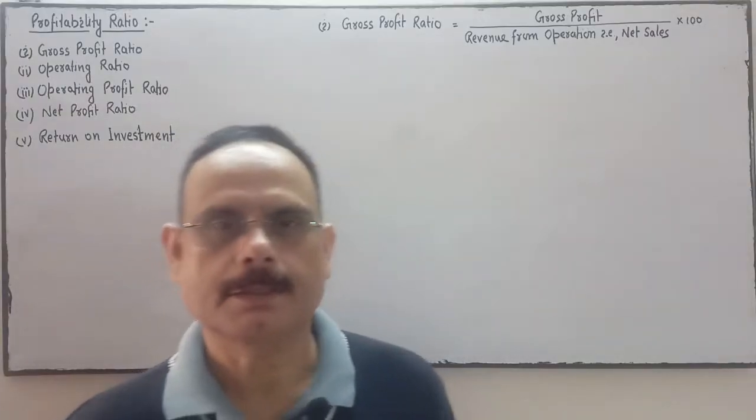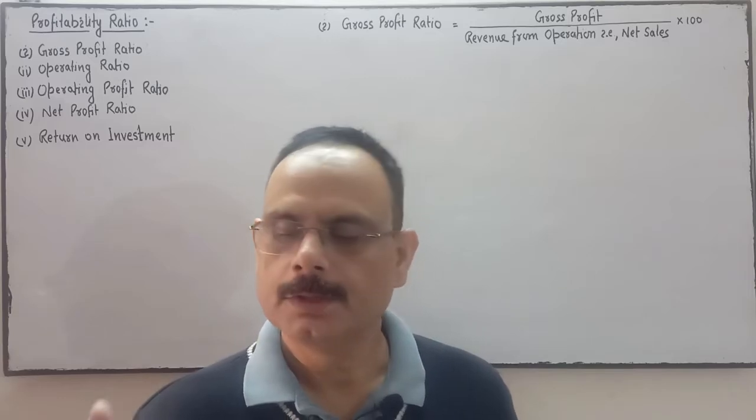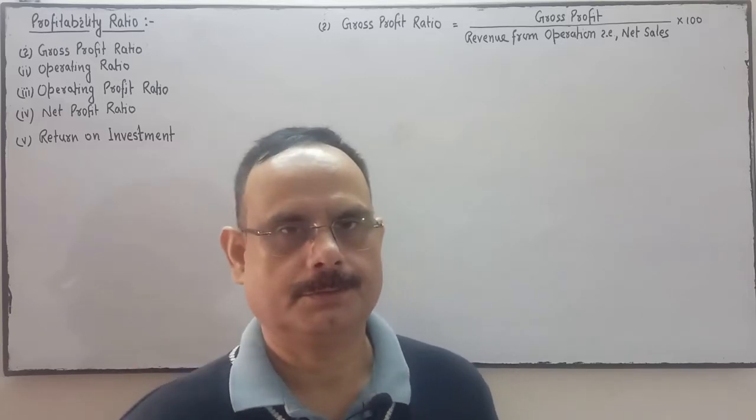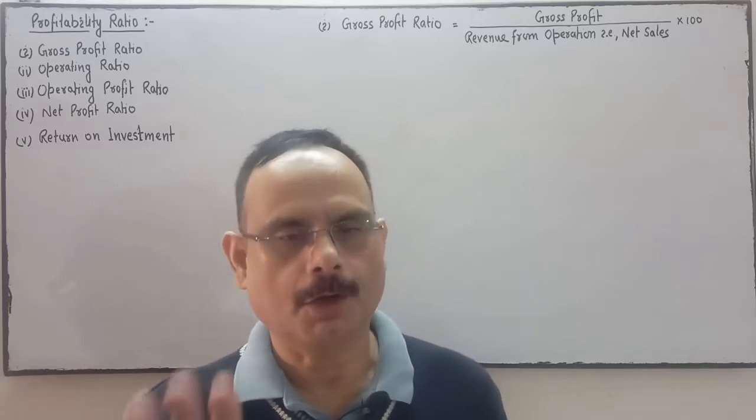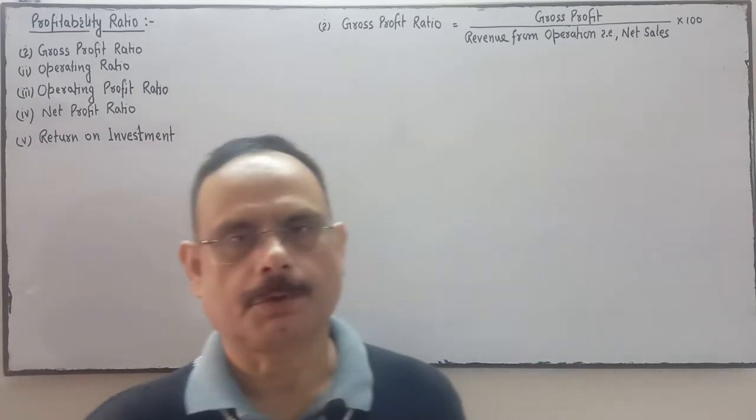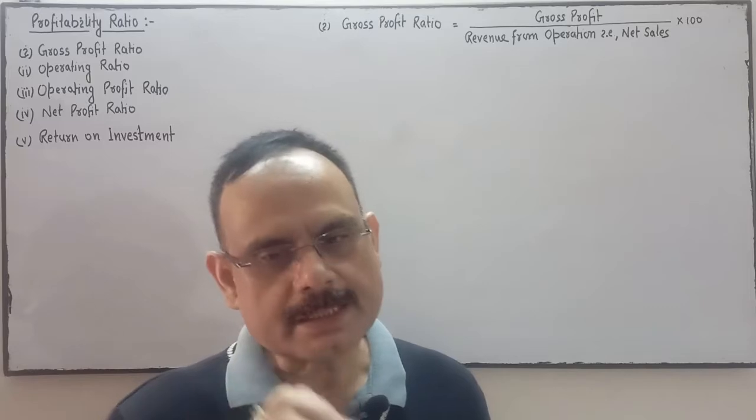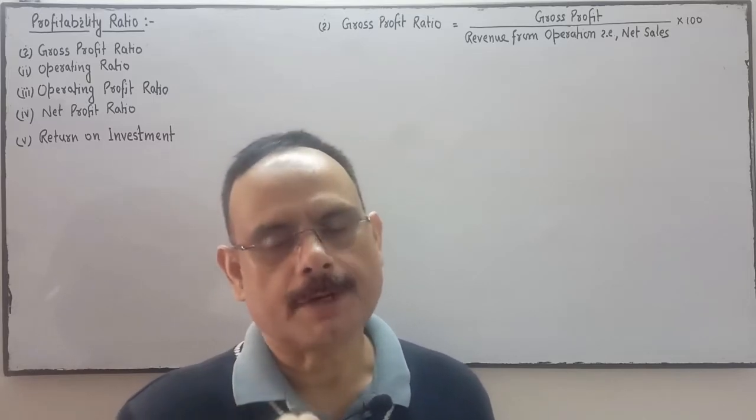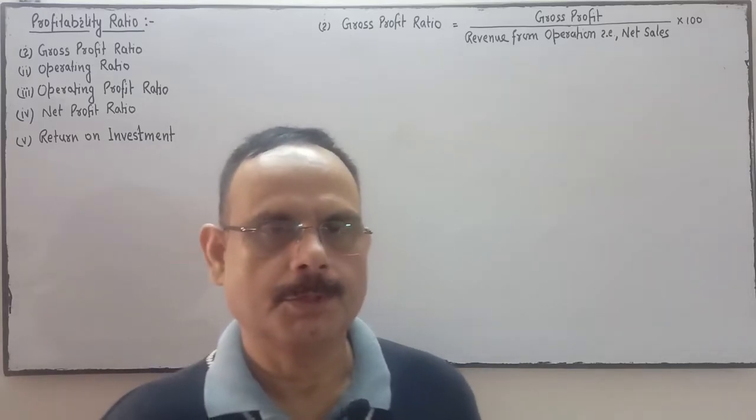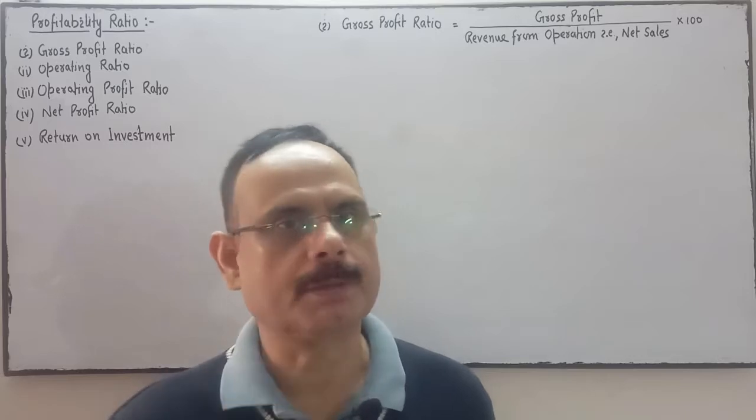Now after completion of liquidity ratio, solvency ratio and turnover ratio, three we have completed. Now the fourth ratio is profitability ratio. Through this ratio we try to judge the efficiency of the business, because everything depends upon the profit of a business.